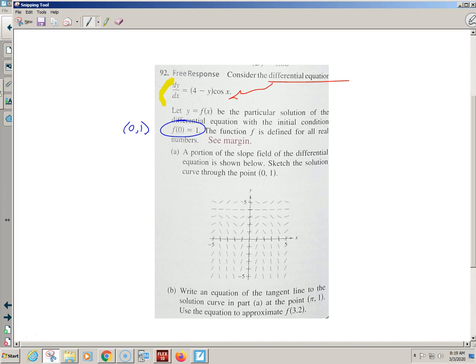You guys know who's x and who's y, right? Just making sure you're good. F of x. The function f is defined for all real numbers. Okay, a portion of the slope field is shown below. Sketch the solution curve. You're good. I was just checking on you. Follow the flow, yeah?